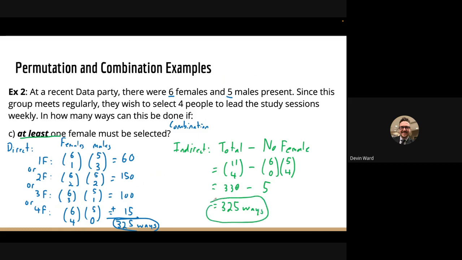Okay, so both methods work. You get the same answer for both of them. It's just a matter of personal preference for lower numbers like this. If you're only choosing 4, it's easy enough to do the direct method. But if you have like a 7-person committee, it might start to get a little bit longer. So that's when the indirect method would probably be easier.